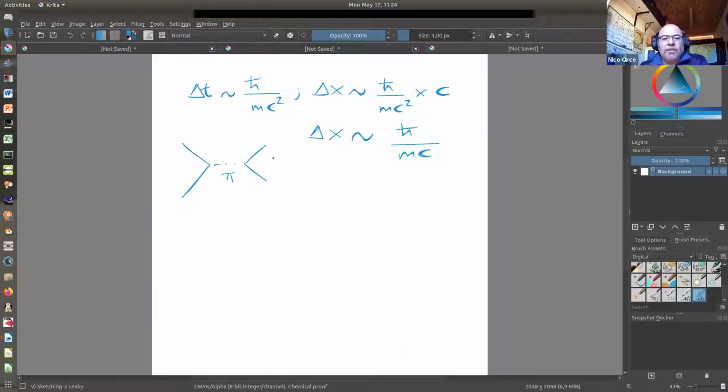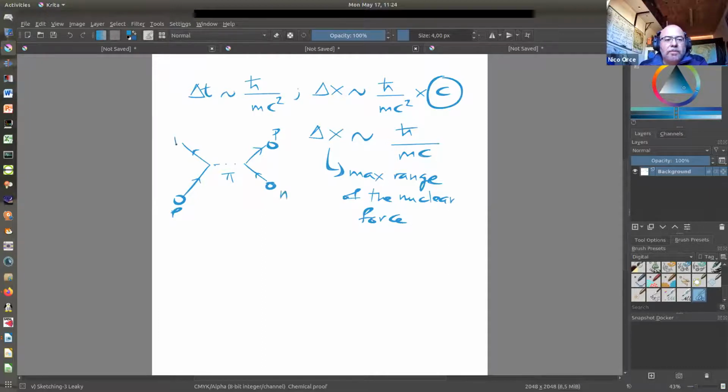So we assume that this will give us the maximum range of the nuclear force, because, as I say, nothing can go faster than the speed of light, right? So during this exchange, this interaction between the proton and the neutron, or the proton and the proton, or the neutron and the neutron, right? It's not always proton-neutron. So we have that delta x is finally given by h bar over mc.